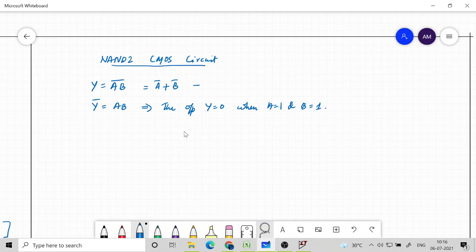Okay, so then I can now interpret it as y equal to 1, because I am taking y, not y bar. So y is equal to 1 when either a is equal to 0 or when b is equal to 0. So there are basically 3 conditions here: 0 1, 1 0 and 0 0. These are the cases where my y becomes 1.